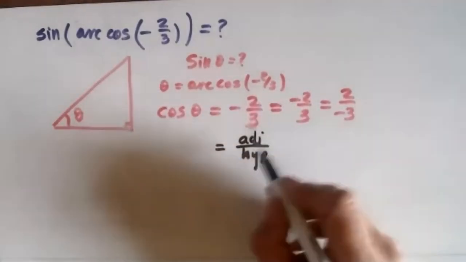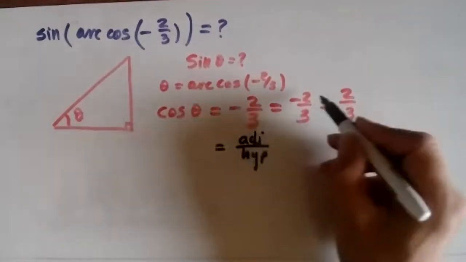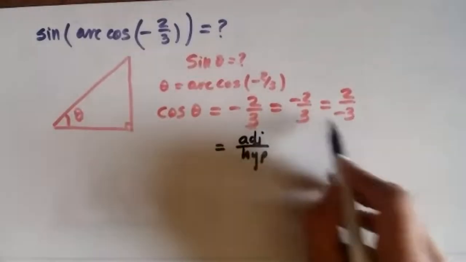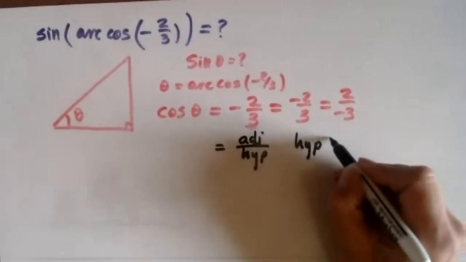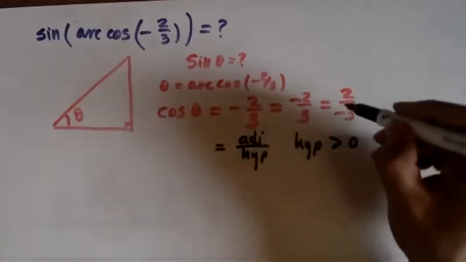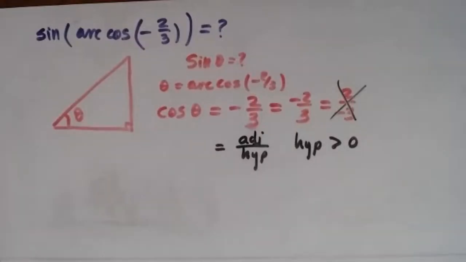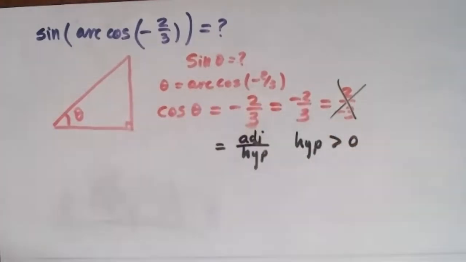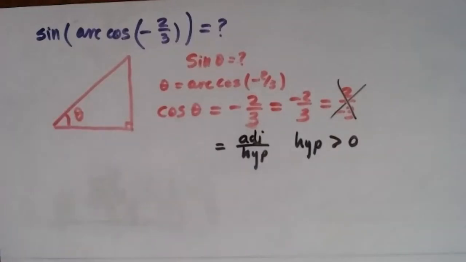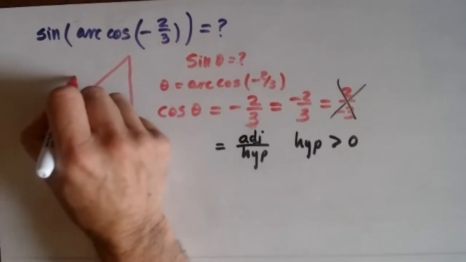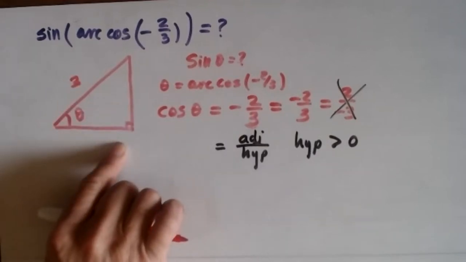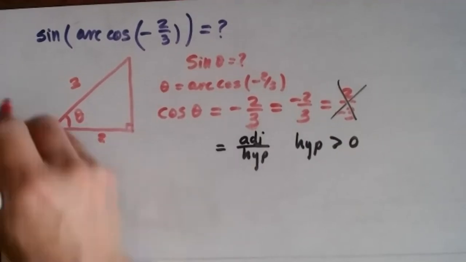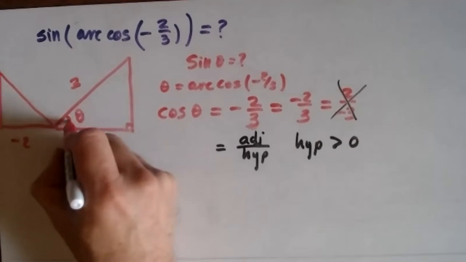So we are going to match these two numbers with these two expressions. Adjacent has to be the 2 and hypotenuse has to be the 3. But the hypotenuse is always positive, so this expression cannot be possible, correct? So I found that the adjacent is negative 2 and the hypotenuse is 3. I'm going to put 3 here, and then this is the adjacent. So this triangle is really in this direction. This is 2, this is negative 2, so it's going to be something like this, correct?